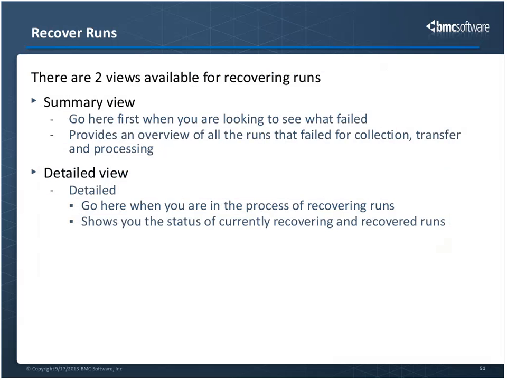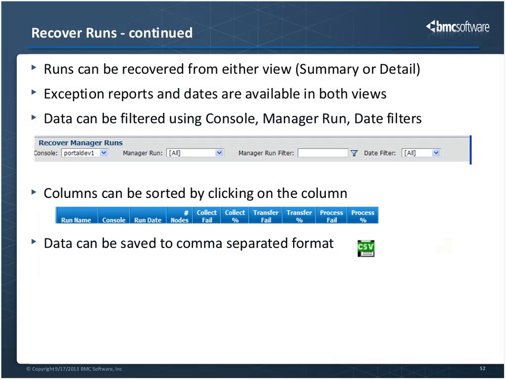When recovering runs, there are a couple of views: a summary view and a detailed view. The summary view is good if you want to see what failed first. It gives you a high-level overview of what's going on, and then there's the detailed view. If you're in the process of recovering runs, you can see the status of the runs you're recovering. But in either case, the runs can be recovered from either view.